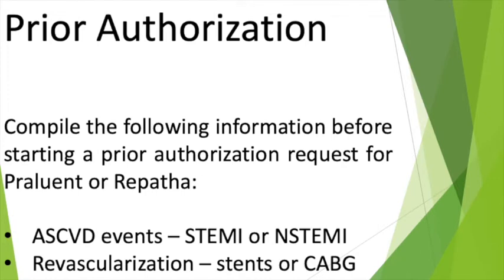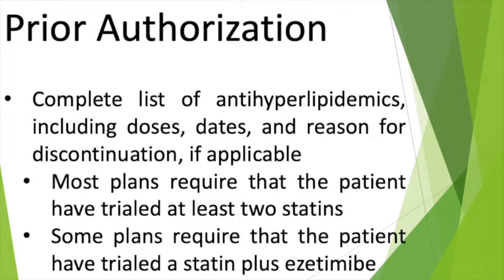It is important to compile the following information before starting a prior authorization request for Praluent or Repatha: ASCVD events like STEMI or NSTEMI, revascularization like stents or CABG, a complete list of anti-hyperlipidemics including doses, dates, and reason for discontinuation if applicable. Most plans require that the patient have trialed at least 2 statins, and some plans require that the patient have trialed a statin plus ezetimibe.